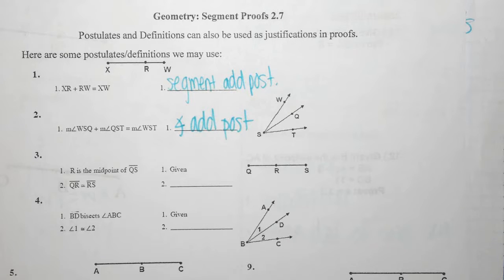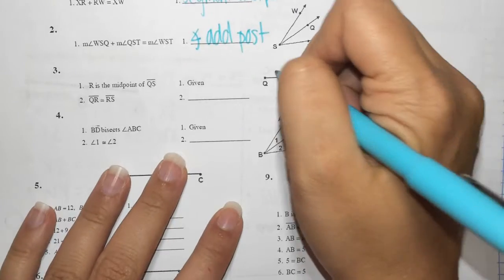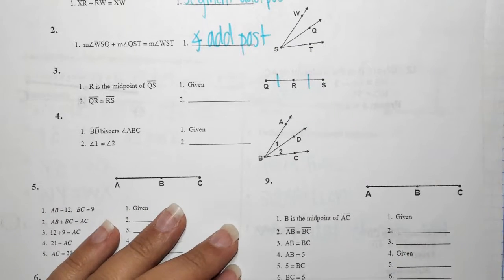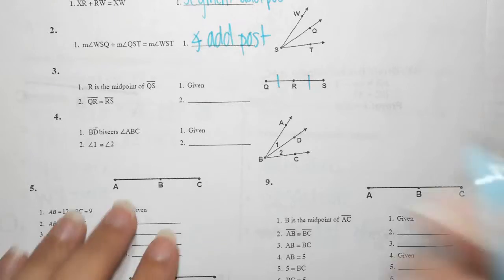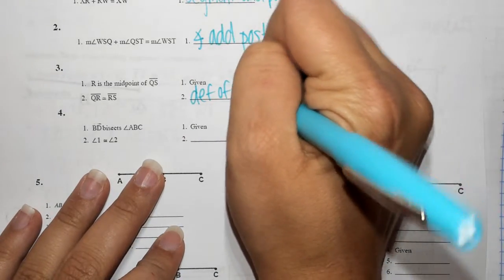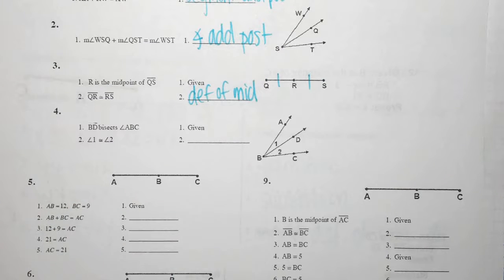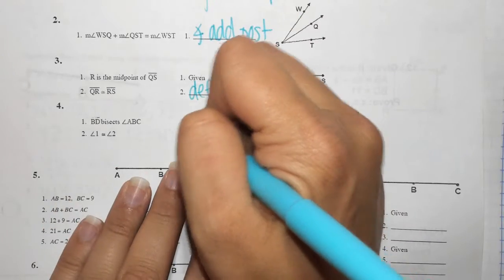No. Definition of congruence. It says that R is the midpoint. So if they're telling us that QR is congruent to RS, what is that the definition of? Definition of a midpoint. Okay, what about next? Angle bisector.